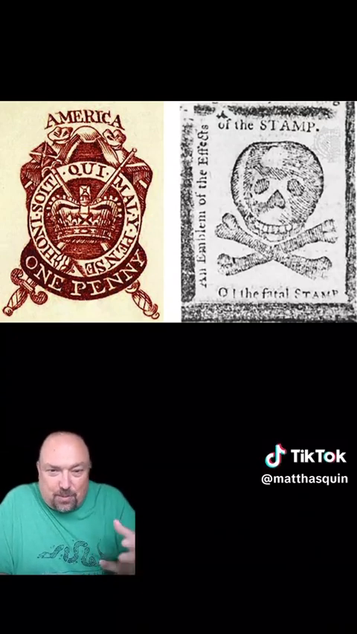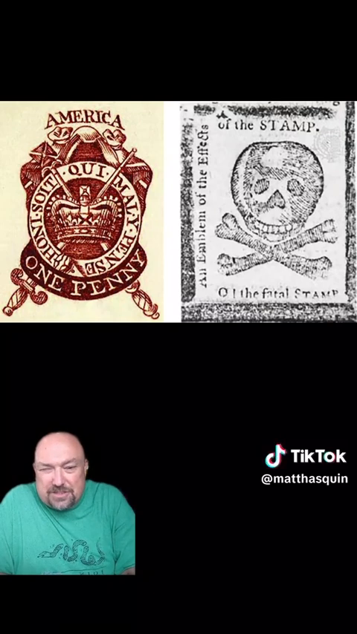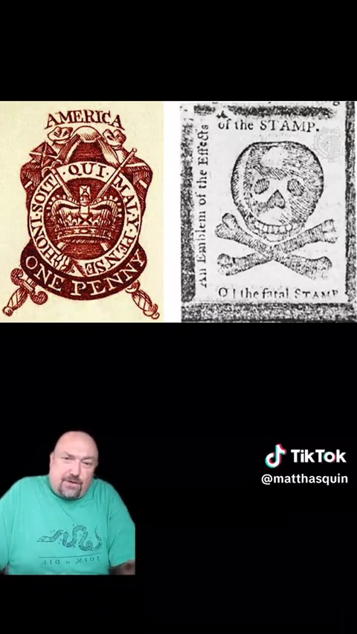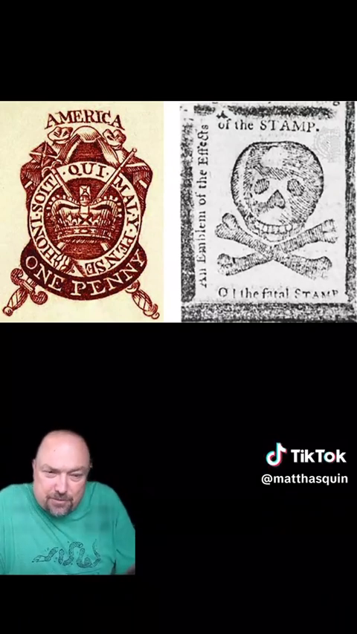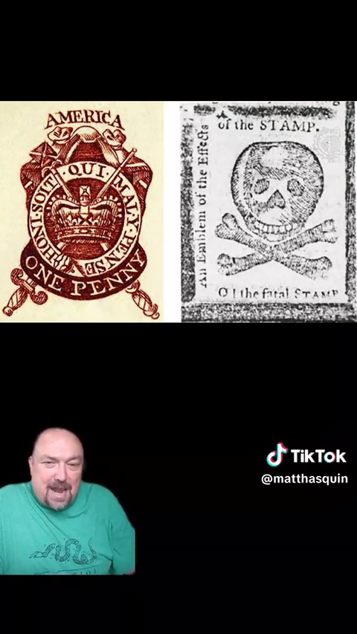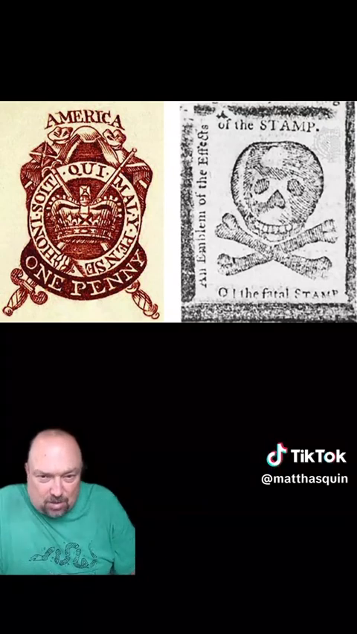Congress is just a fancy way of saying meeting, by the way. And so the Stamp Act Congress met in New York City from October 7th until October 25th of 1765. It was the first unified meeting of representatives from multiple colonies to protest British policy. Nine colonies sent delegates: Massachusetts, Rhode Island, Connecticut, New York, New Jersey, Pennsylvania, Delaware, Maryland, and South Carolina.